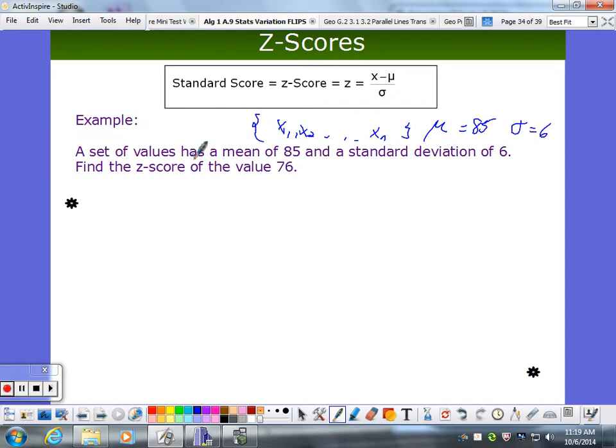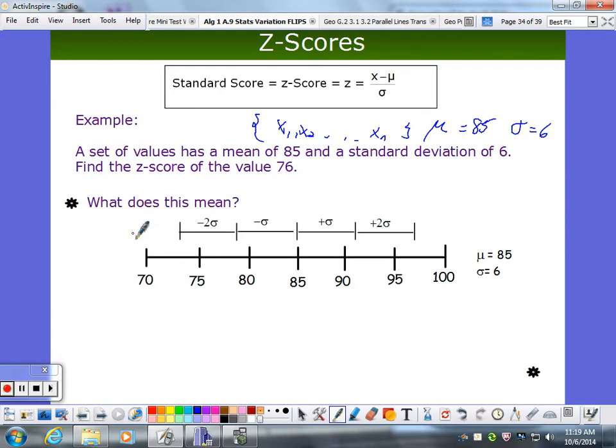Find the z-score of the value 76. Now, what does this even mean? Okay, so I tried to make a little picture of it the best I could. So here's my mean, right? 85 is the mean. Standard deviation is 6. So if you add a standard deviation, where is that point? Right here, 85 plus 6.